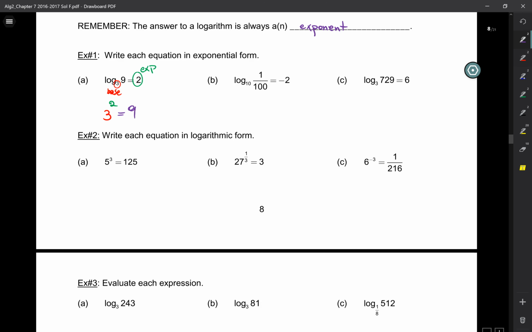So what about this one? Tell me where the base is. 10. Where's the exponent? 10 to the power of negative 2 equals what? 1 over 100. Isn't that fun?